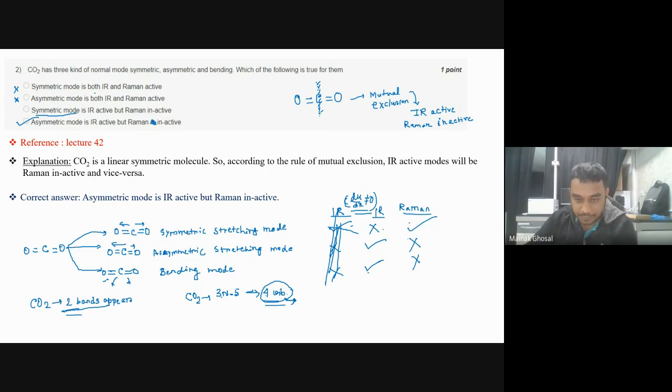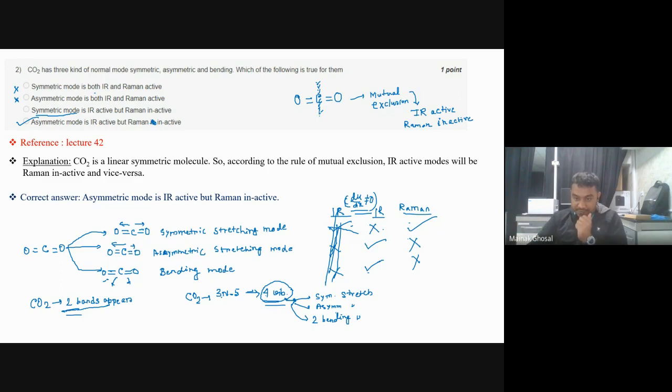Okay, so for 4 different modes, actually, one is symmetric stretching, another is an asymmetric stretching, and there will be 2 bending modes. These are the 4 modes that are possible for CO2. One symmetric stretch, another asymmetric stretch, and 2 bending modes, right?